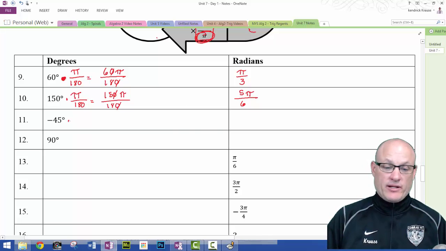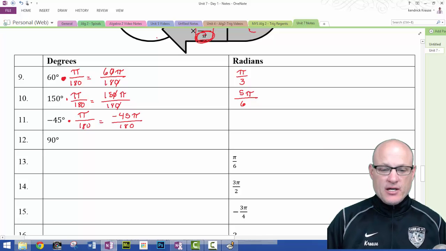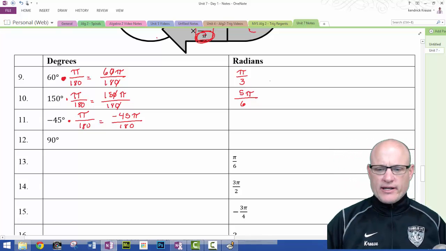You can do the same thing with negatives. Negatives doesn't matter. Your answer is just going to be negative pi over 180. So this is negative 45 pi over 180. Not quite as easy, but if you double 45, you get 90, and you double 90, you get 180. So it really just goes in there 4 times.